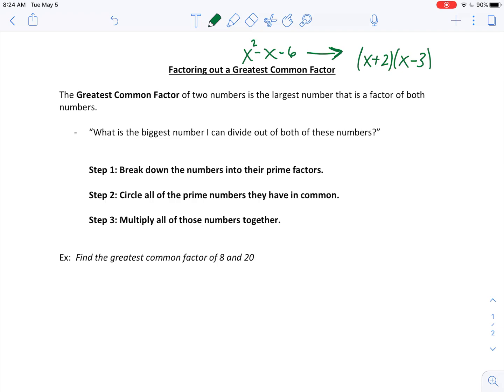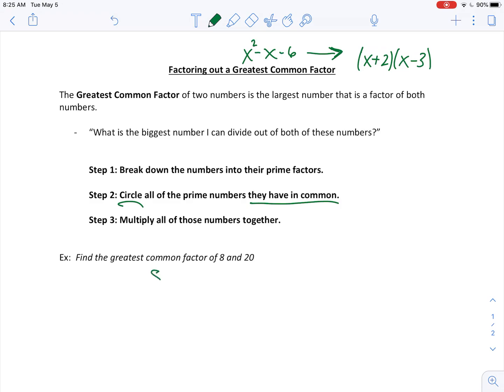So what we're going to do is start off with identifying a greatest common factor. That's just the biggest number that I can divide out of both of the given numbers. We're going to break those numbers down into their prime factors, into prime numbers, and then circle all the stuff that they have in common. Then we're going to multiply those numbers together.